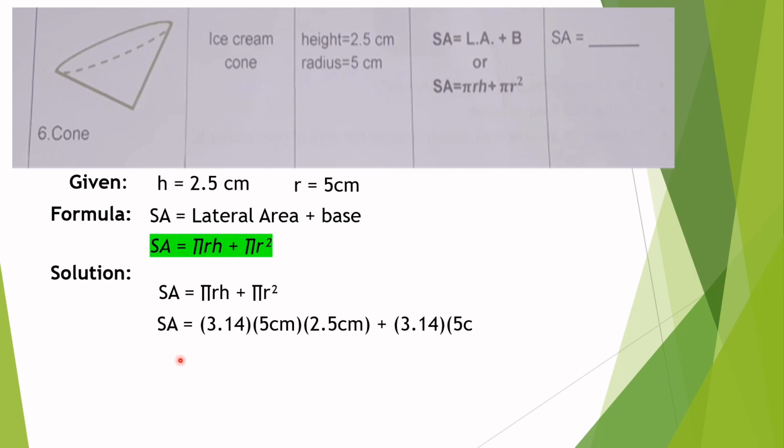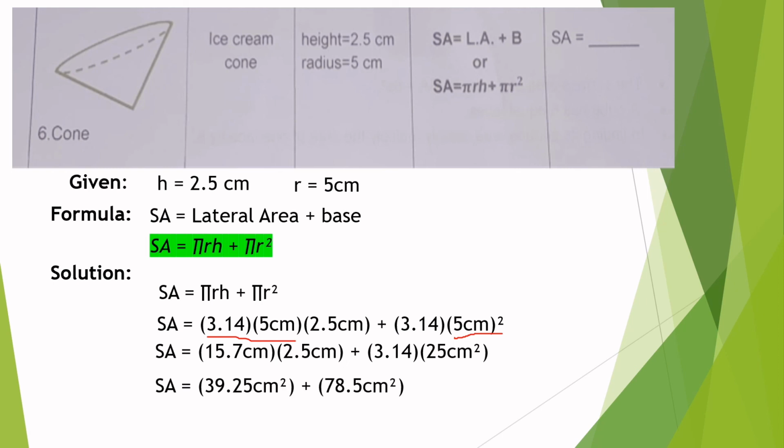So we have now SA is equal to the value of pi, which is 3.14, our r, which is 5 centimeter, multiplied by our h, which is 2.5 centimeter, plus the value of pi, which is 3.14, times our r, which is 5 centimeter, and then squared. Following the order of operation or PEMDAS, we will do first the exponent. And of course, in here, since all of them are multiplication, we will do left to right. So 3.14 times 5, we have 15.7 centimeter times 2.5 centimeter plus 3.14, and then we will do first 5 squared, which is 25 centimeter squared.